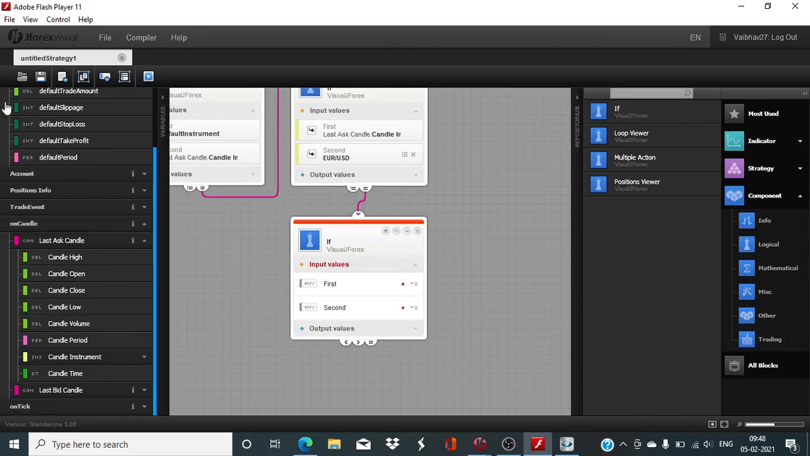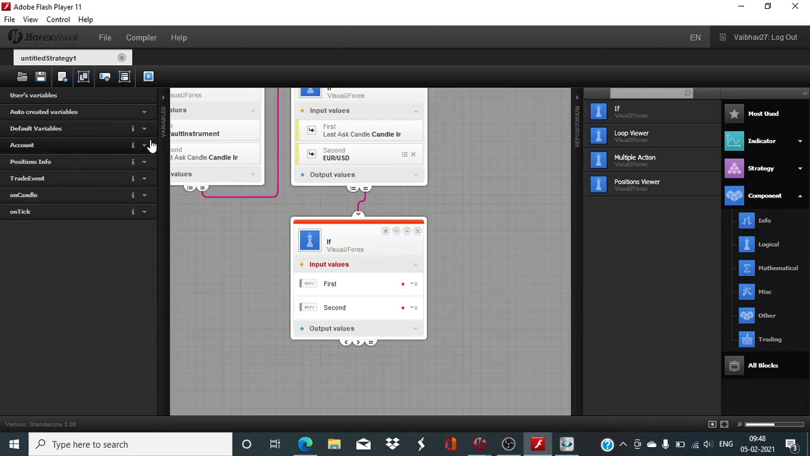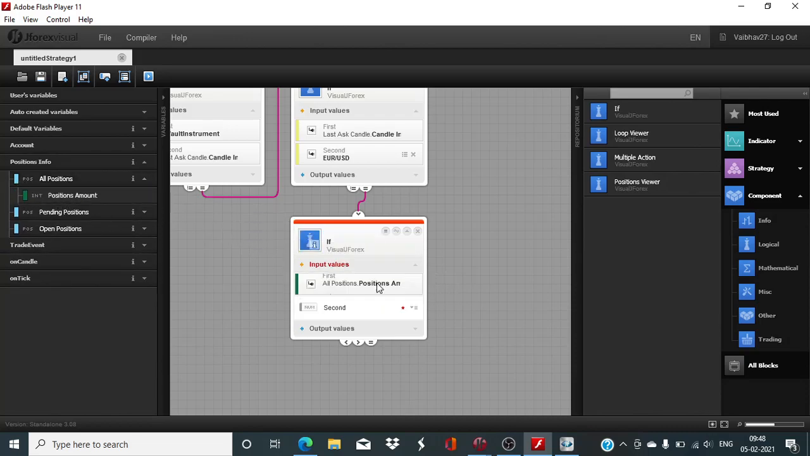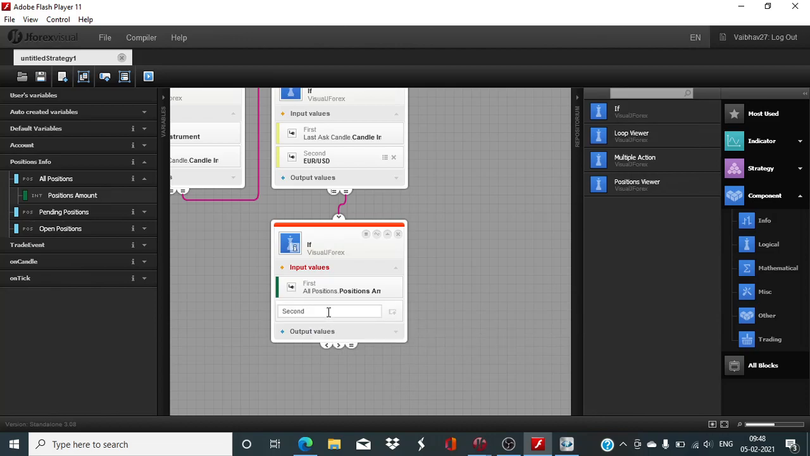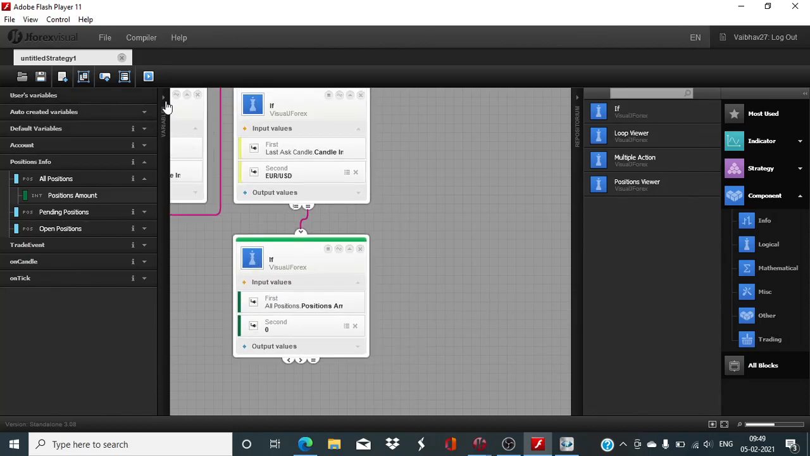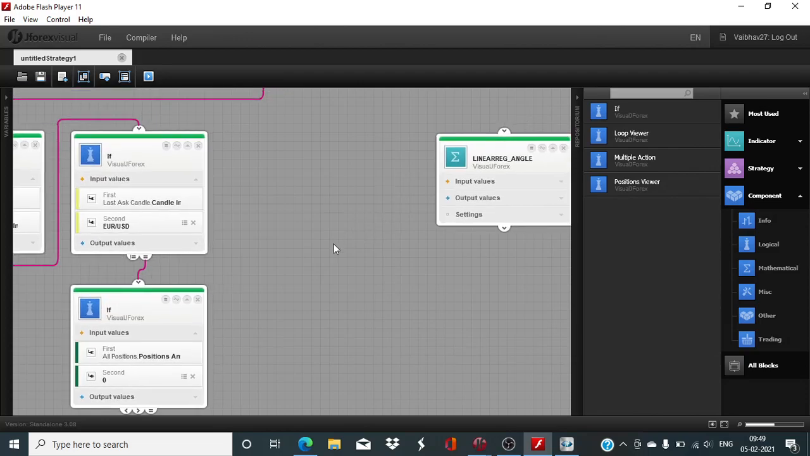Now again we will have to retrieve the position amount data, position info, all position amount 0. Both the pending open orders and the market positions will be considered, and only when there is no other trade open on the account, only then the new execution will happen.